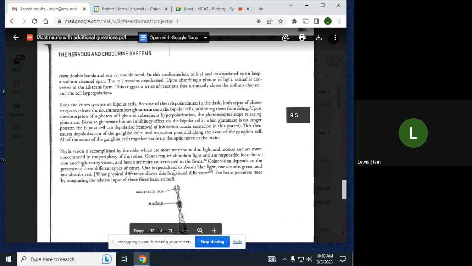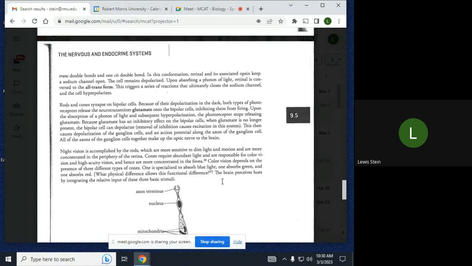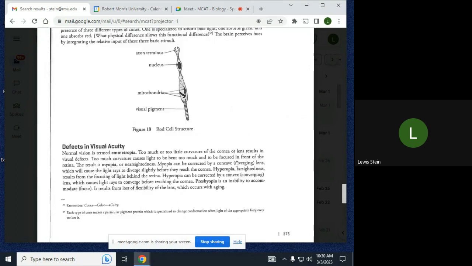When I looked at this, the physical difference really was a combination of the different pigments that made up the individual receptors. So there was a little different construction, which you wouldn't have to know, that accounts for that. And the brain perceives it.